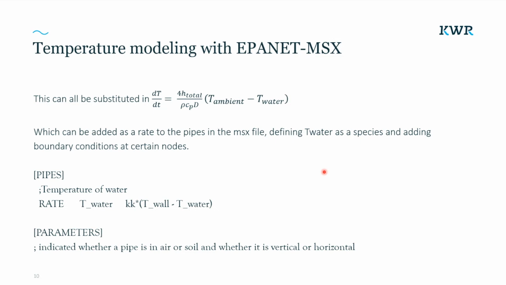What is also important is that in the parameters, we indicate whether a pipe is in the air or in soil and whether it is vertical or horizontal. We can do this with zeros and ones, and then this KK factor, which is a factor of the formula, we can multiply with these zeros and ones, and then in each case use the correct version of the formula for horizontal or vertical and air and soil.